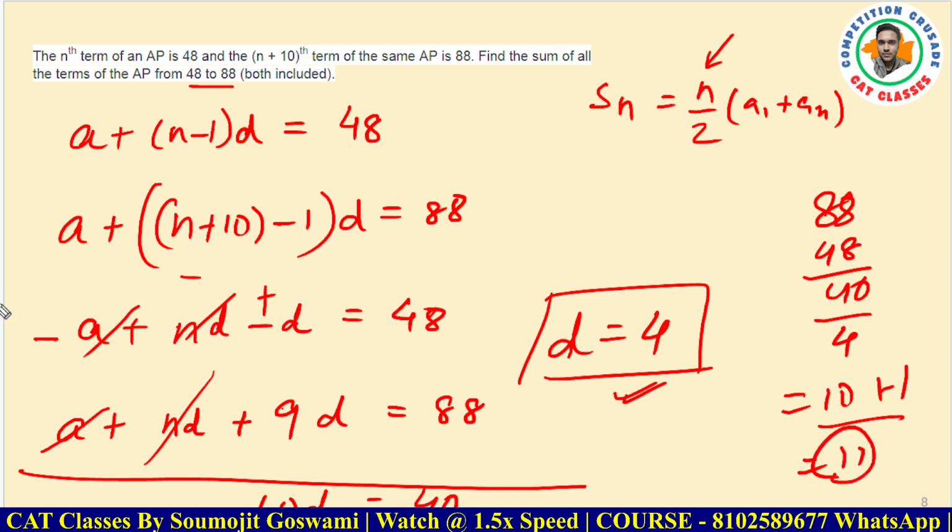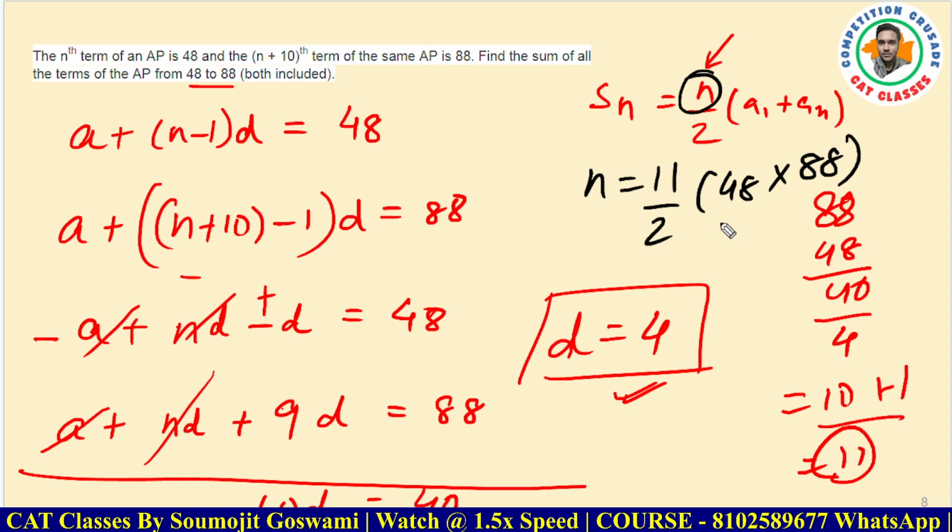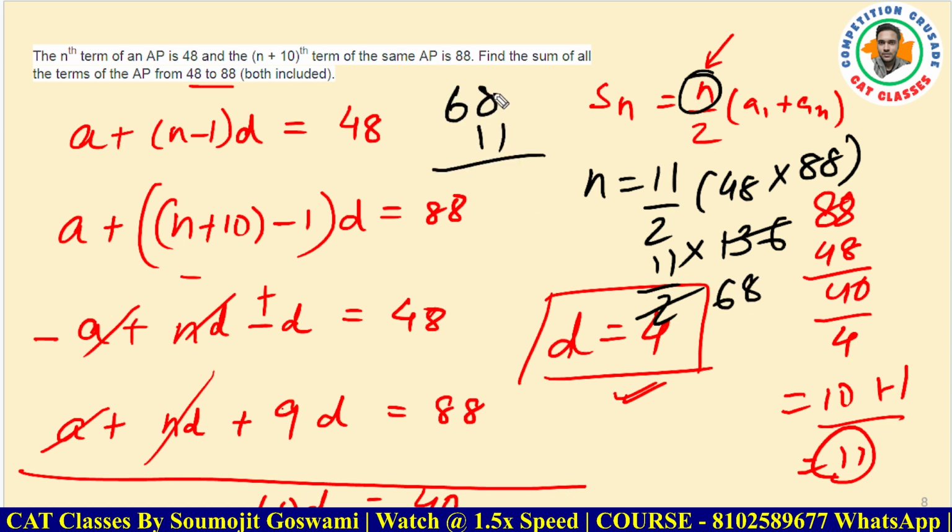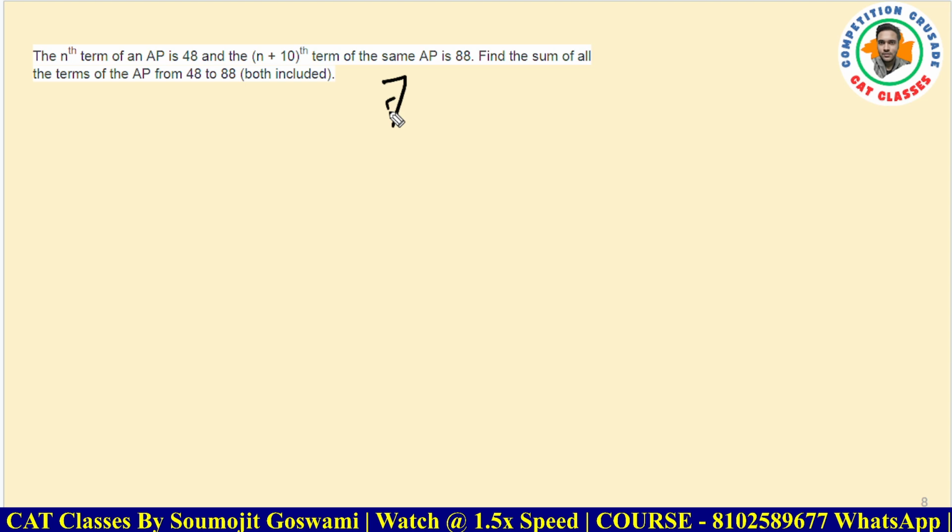So I hope you have been able to catch up with what I am saying. So the n comes out to be 11. First term is 48, last term is 88. If you add, this is 136 into 11 by 2, 68 into 11. 68 into 11, do Vedic maths. 8, 6 and 8 is 14, 1, 6, 1 is 7. 748 will be the answer. So the answer to this question will be 748. Let's go to the next question.